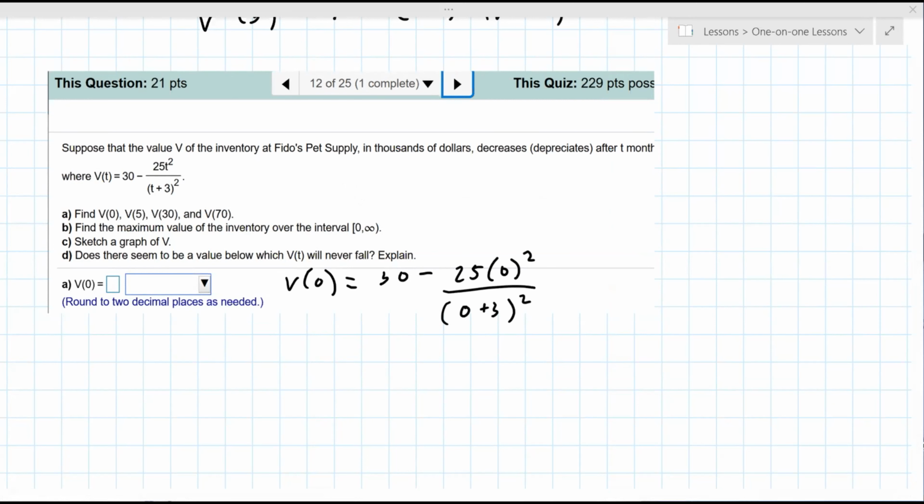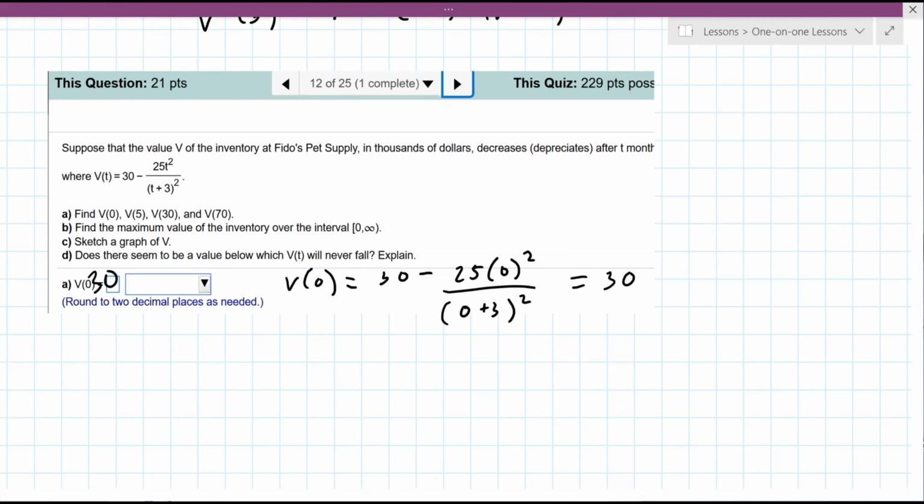Okay. T equals 0. 30 minus. All right. So that ends up being 30. And then let's see what the drop downs are. Months. So the answer here is months, and it matches that value right there. So whatever that is, that goes in there.